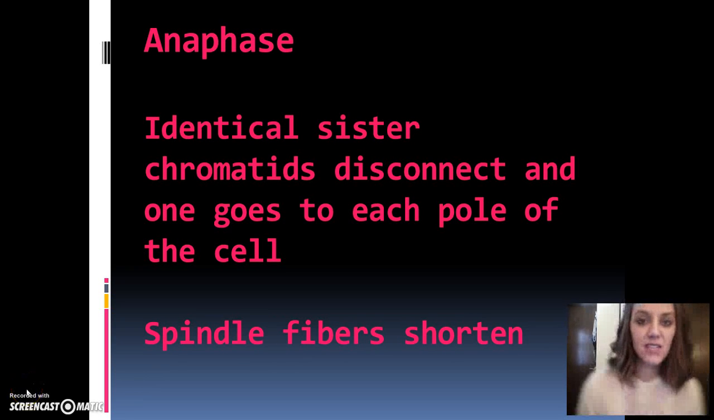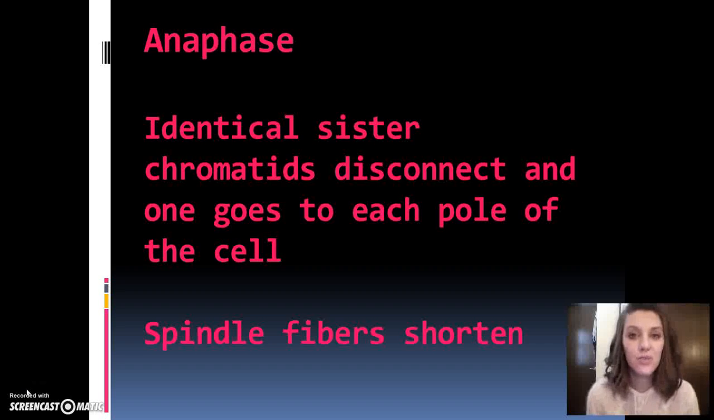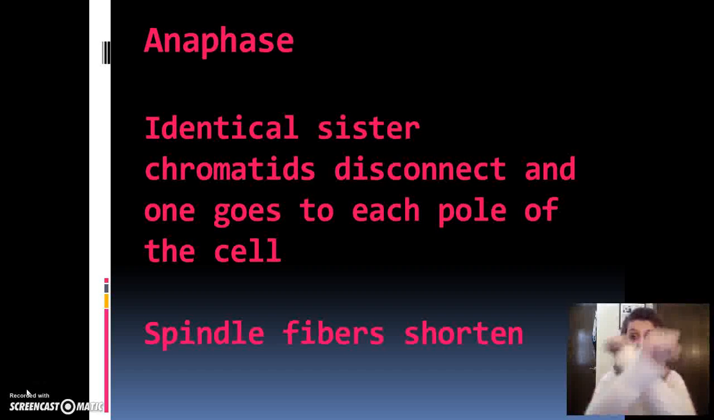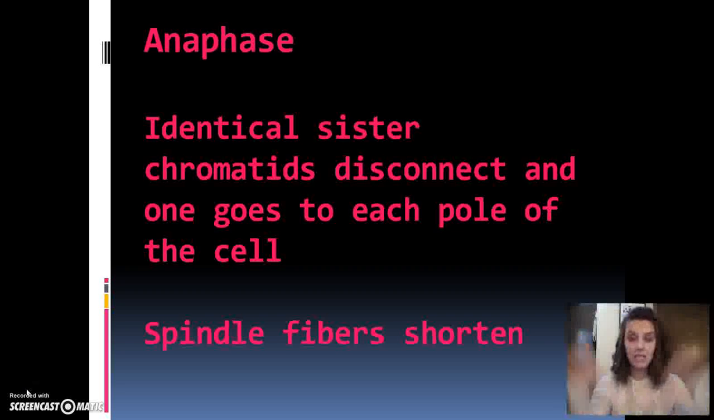So our next phase here, after we have metaphase, where those chromosomes line up in the middle, we're going to go through anaphase. And when I think about anaphase, I like to think about apart. So when I think anaphase, I think apart because we have our chromosomes and they are going to pull apart into chromatids. Okay, so we know, like we talked about before, these are identical.